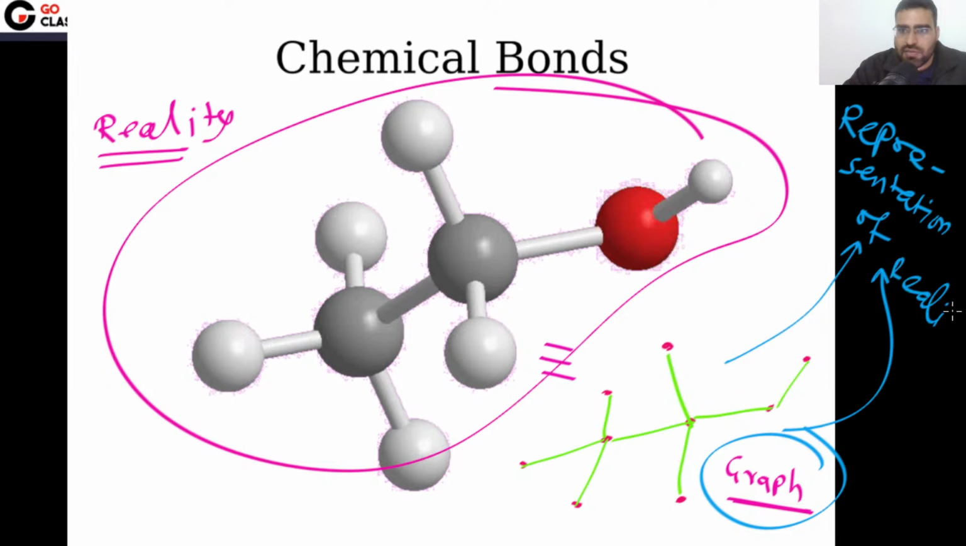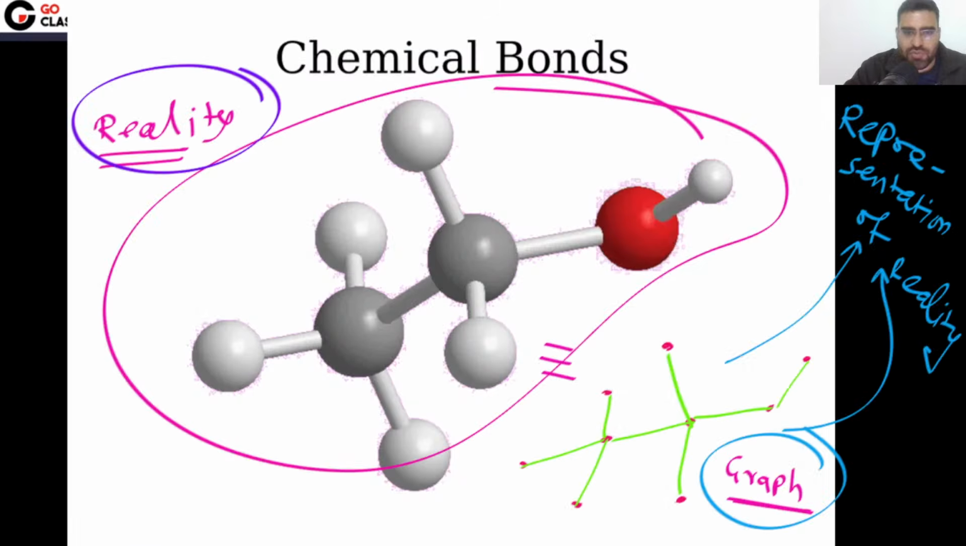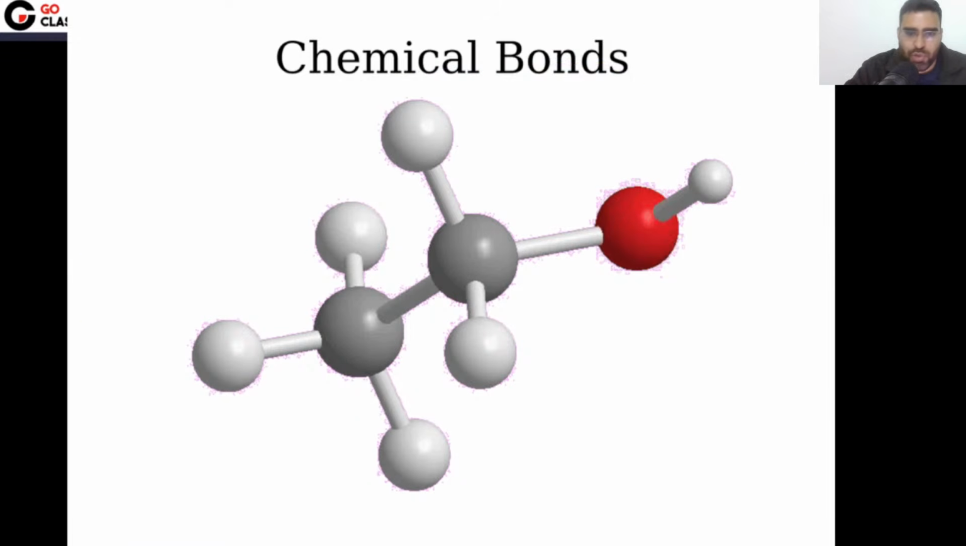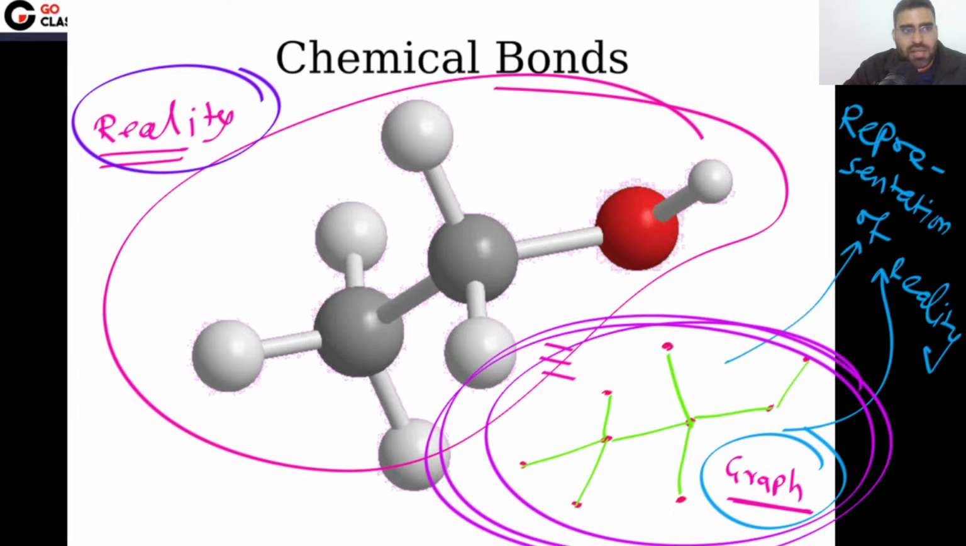So remember, this is the reality, and this reality you are representing using a graph. If anyone asks you, what is a graph? A graph is a simple representation of reality. Now, if you want to study the properties of this chemical structure, then what you can do is study this graph. Agree or not?